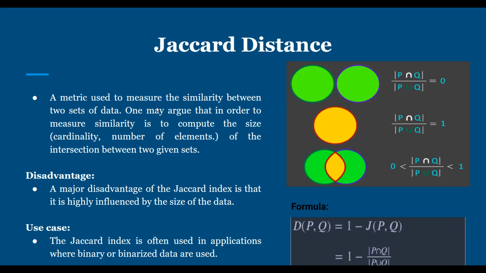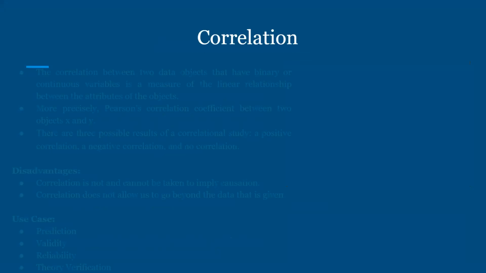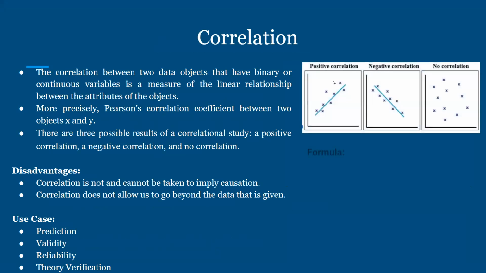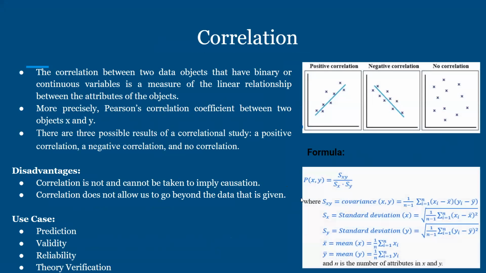Coming to the final one, that is the correlation. The correlation between two data objects that have binary or continuous variables is a measure of the linear relationship between the attributes of the objects. Correlation means association. More precisely, it is a measure of the extent to which two variables are related. So coming to the formula, this is the correlation formula.